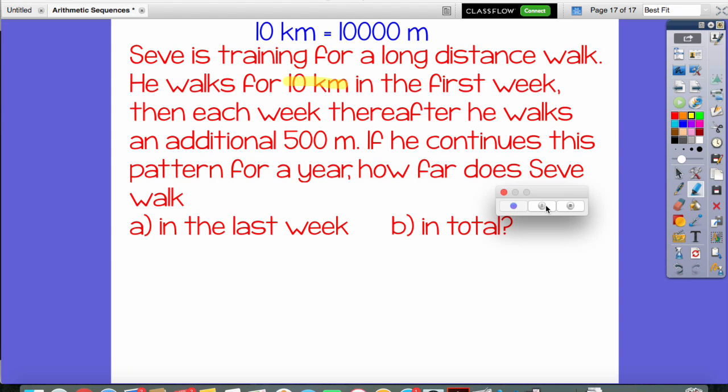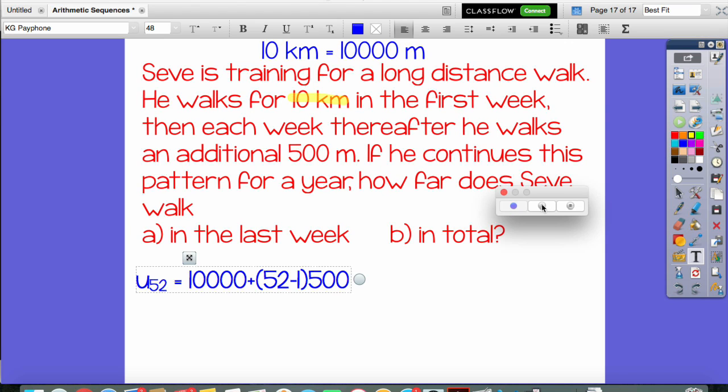Hopefully you recognize that he walked 10 kilometers in the first week, and thereafter he walks an additional 500 meters each week. Go ahead and convert everything to the same unit. It makes things easier. Remember, King Henry died while drinking chocolate milk. Kilometers is 3 units away from meters, so you have to move it over 3 decimal places. So 10 kilometers equals 10,000 meters. That should help you figure out how far he walks in the very last week and how far he's walking in total. Quick hint, how many weeks are there in a year?